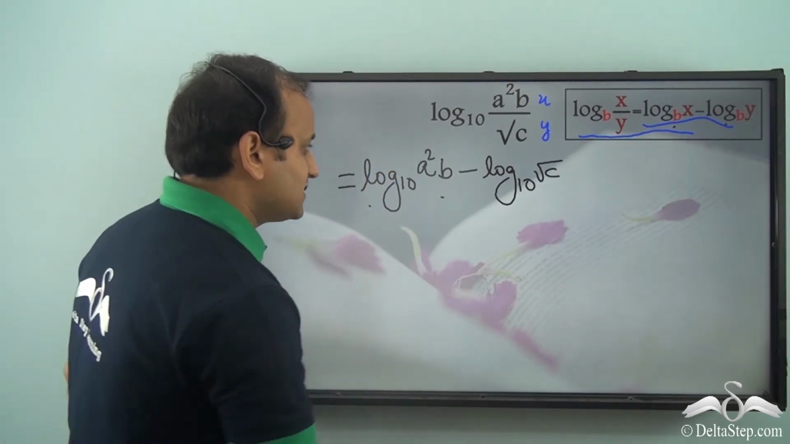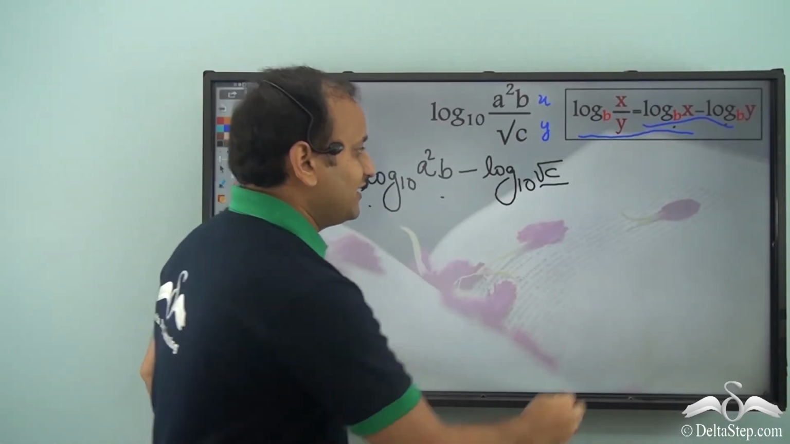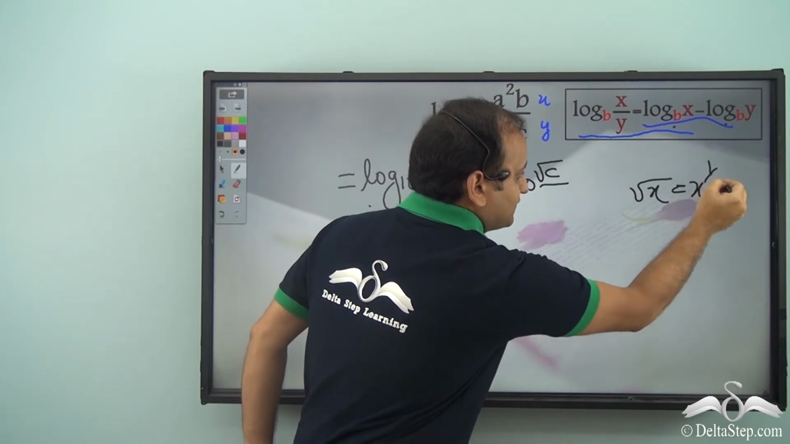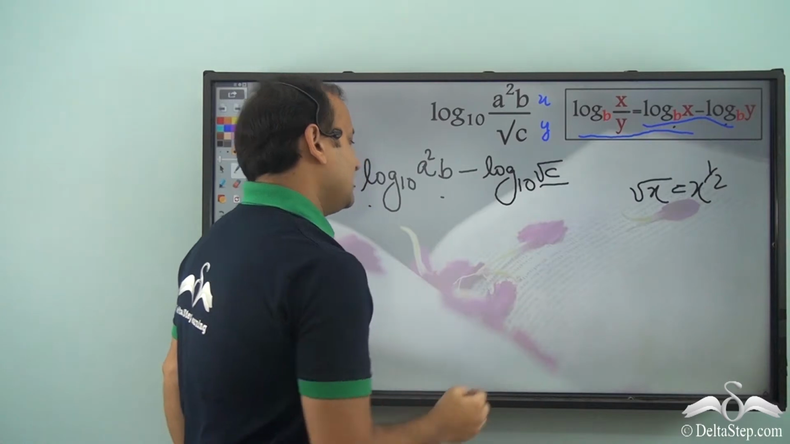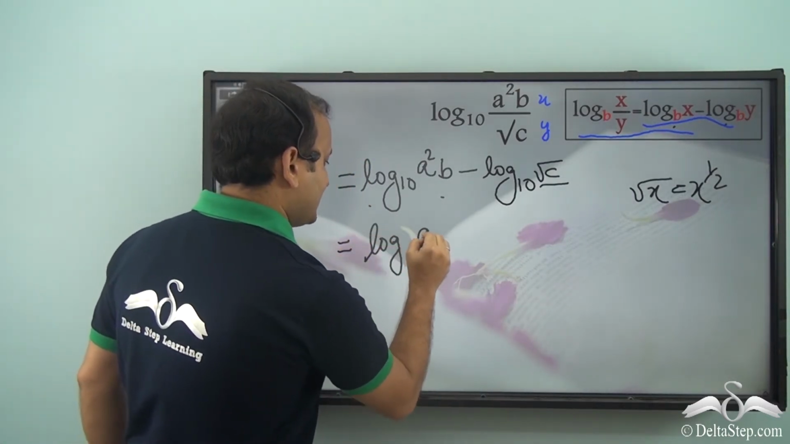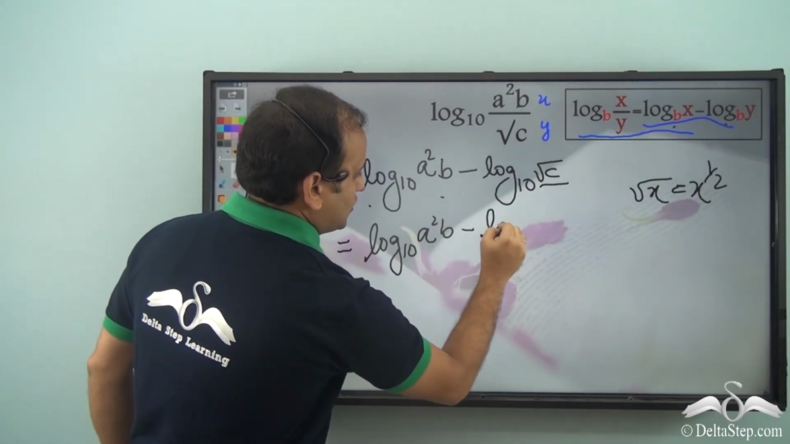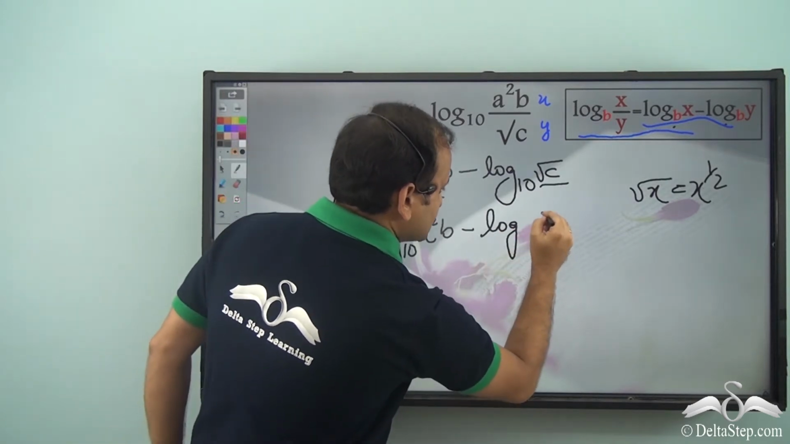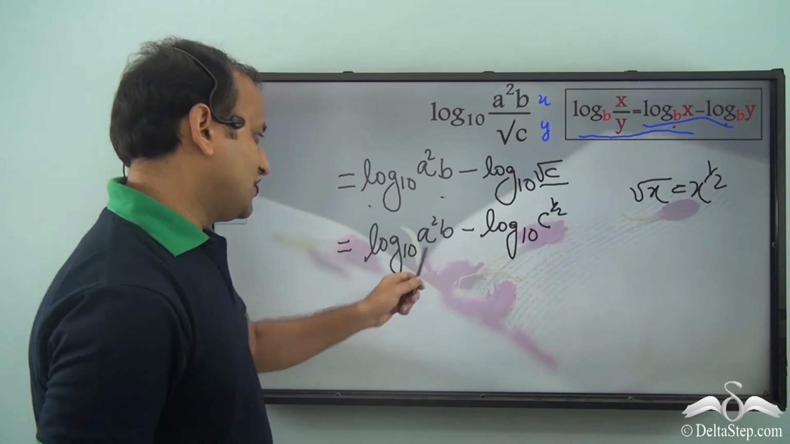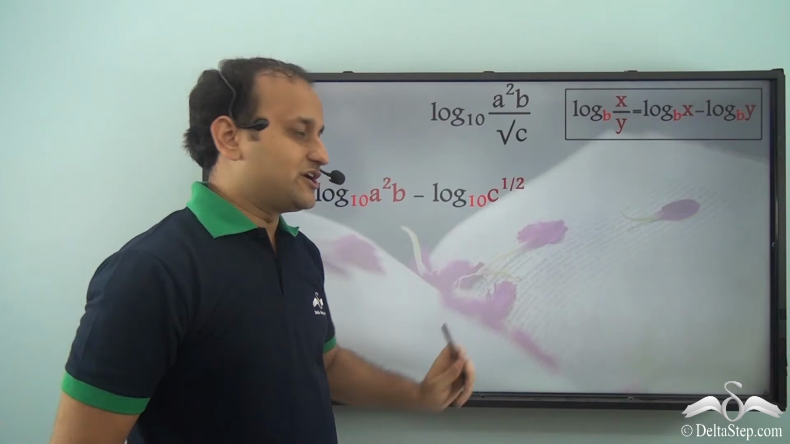So now that we have this, let's see this root c. Can it be written as a power? We know that whenever something is a square root of something, it can always be written as a power of that. So similarly, for root c, we can write it as log a square b to the base 10 minus log c to the power of 1 by 2 to the base 10. So now we have this particular equation which we have found using the quotient law of logarithm.